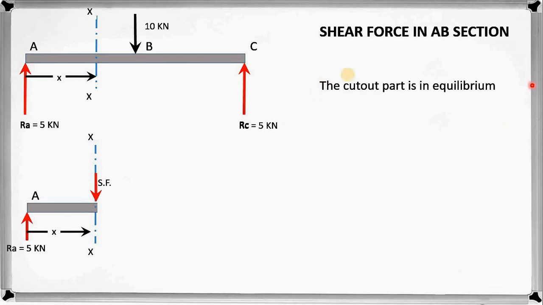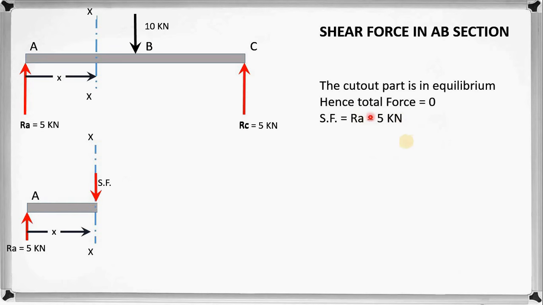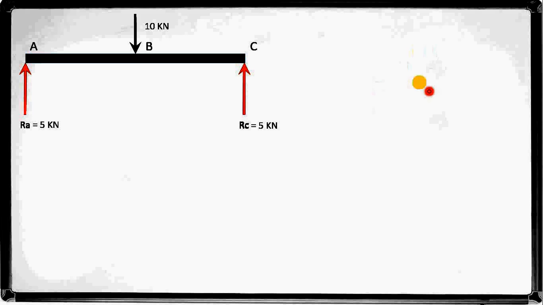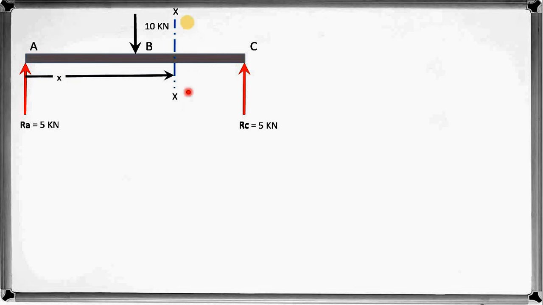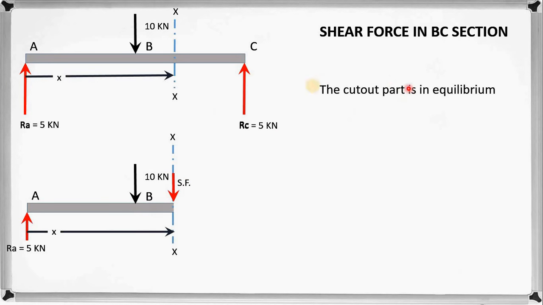And this value is independent of the distance x, so in the section AB the value of shear force is positive 5 kN. Now we will find the shear force in the BC section. First get rid of this calculation and this free body diagram. Cut the beam in the BC section, this is the cut out part, this is the shear force. Using the same concept that we used for the AB section, we will get the shear force.